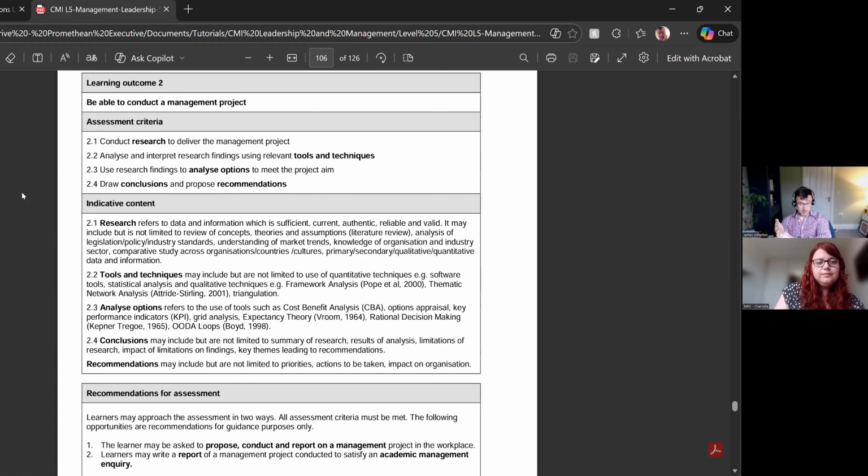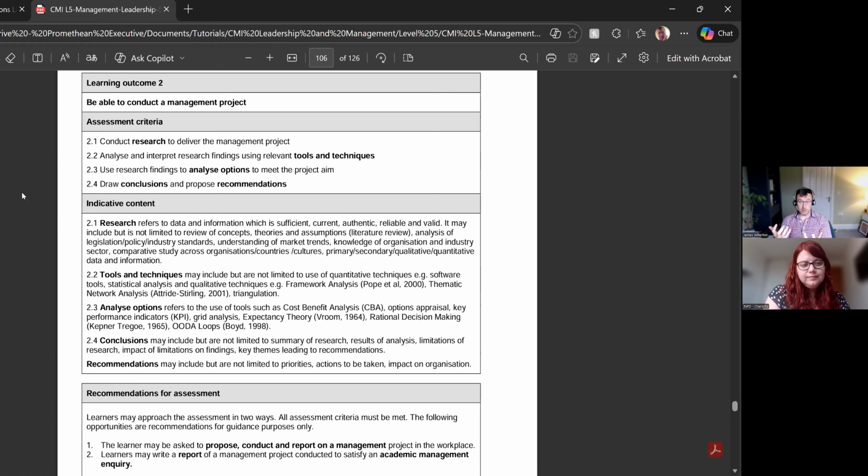So we've got to conduct the research to deliver the project. So you've got to actually do the research you've laid out in the first learning outcome. So real facts and figures and data that comes into this. Okay, you've got to do that, conduct the actual research. Once you've got the actual evidence and data and information in there, then you're going to move on to 2.2, somewhere in your report to analyze and interpret the findings using tools and techniques.